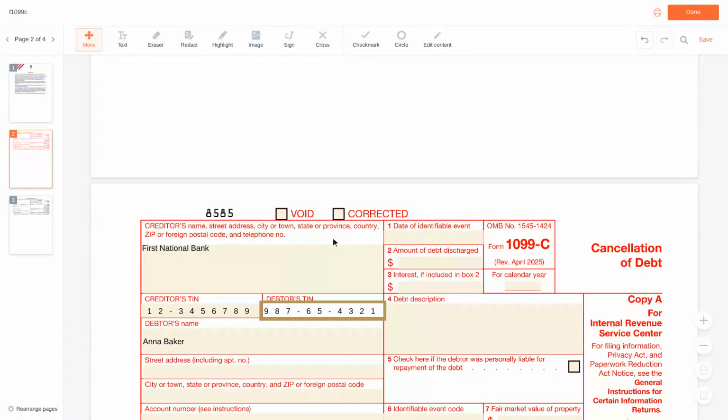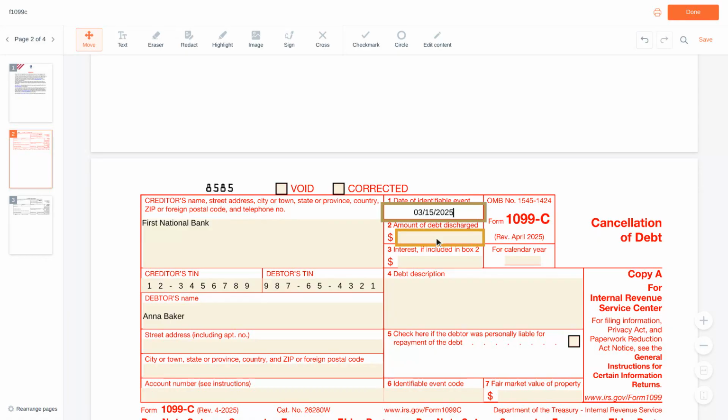Now report the details of the cancellation. Enter the date of the identifiable event, the day the debt was canceled, for example, March 15, 2025, and the amount of debt discharged, such as $12,000. Include any interest that was part of the canceled amount, and a description of the debt. Enter each figure carefully, since the debtor will rely on these exact amounts when reporting the canceled debt as income, or when claiming an exclusion.